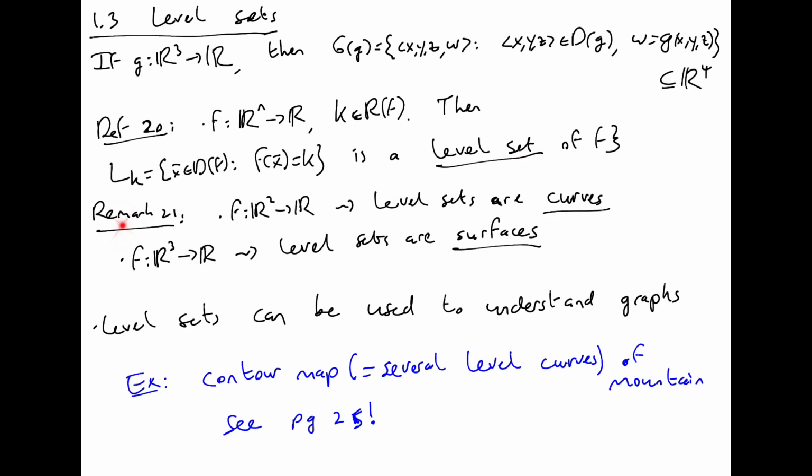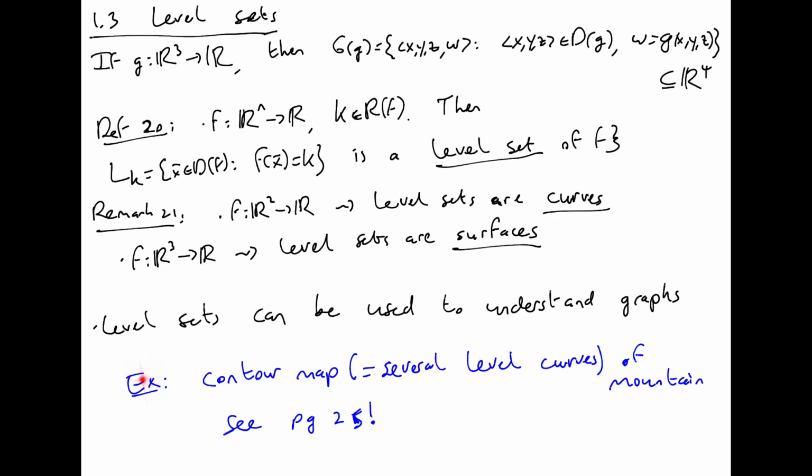Now, an important remark about these level sets: if you have a function from R2 to R, then the level sets are actually curves, whereas the graph is a surface. If you have a function from R3 to R, then the level sets are actually surfaces, whereas the graph lives in 4 dimensions. So these level sets are basically a dimension lower than the graph. And the nice thing about the level sets is that they can be used to understand graphs.